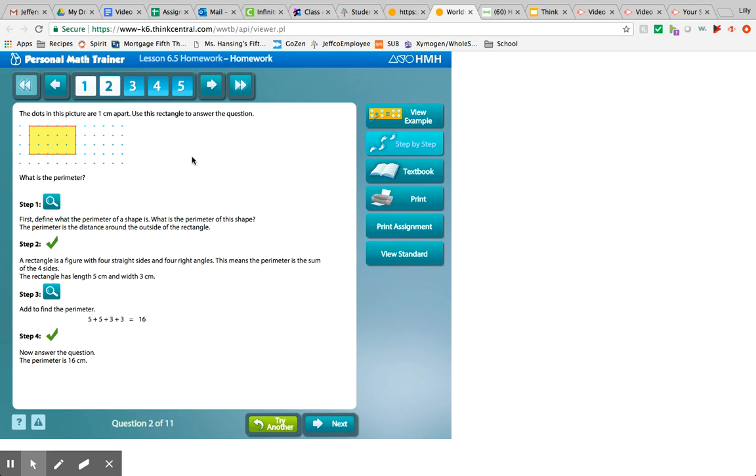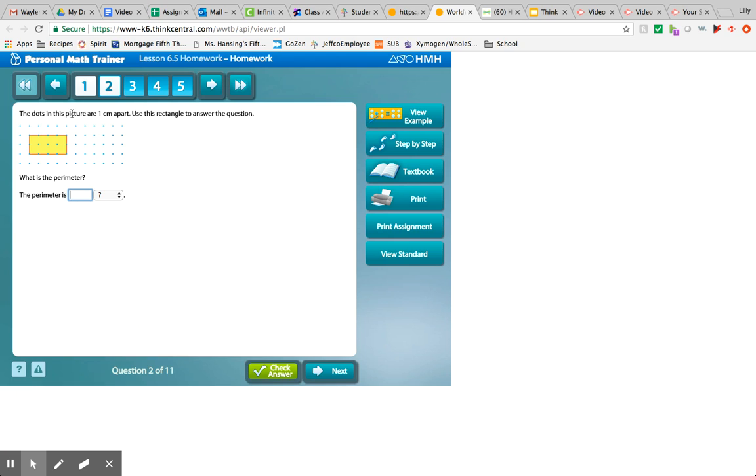Okay, so now just like with the view example, since I received the step-by-step support, I need to click on try another, and it will give me a very similar question. Okay, and so I'm going to remember what I did in the steps, which was that I counted the length, 1, 2, 3, 4 on this one, and the width is 1, 2.